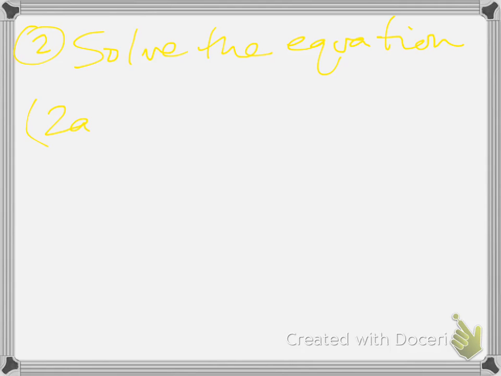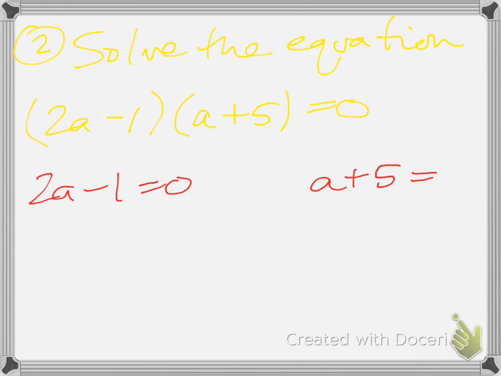We had 2a minus 1 times a plus 5 equals 0. Because of the way multiplication works, we can set each of these equal to 0. So I'm going to say 2a minus 1 equals 0 and a plus 5 equals 0. I'm going to solve both these equations for a.